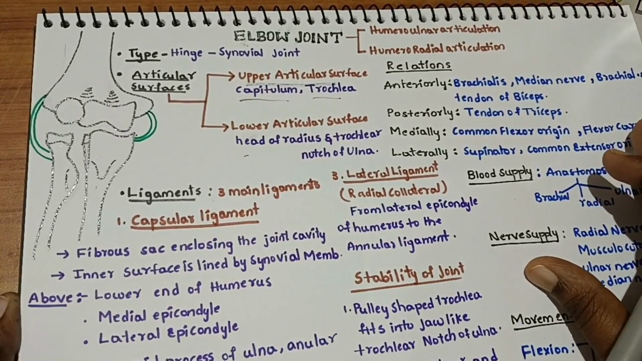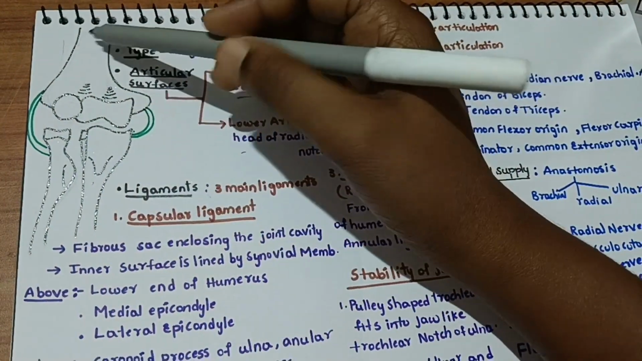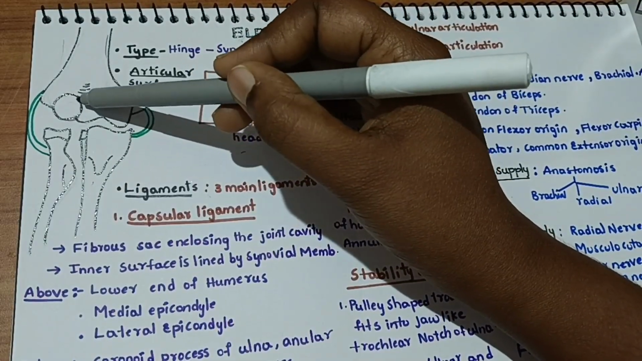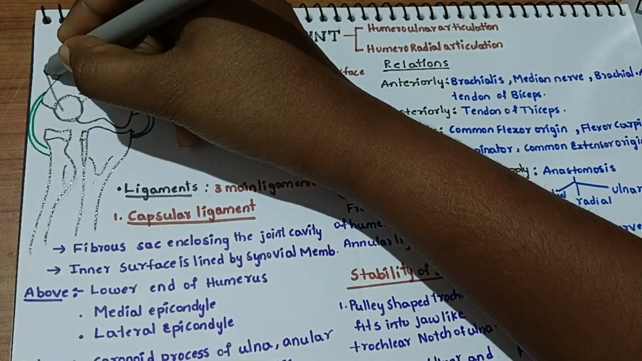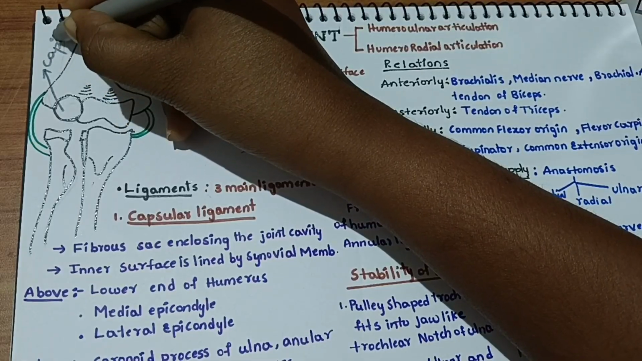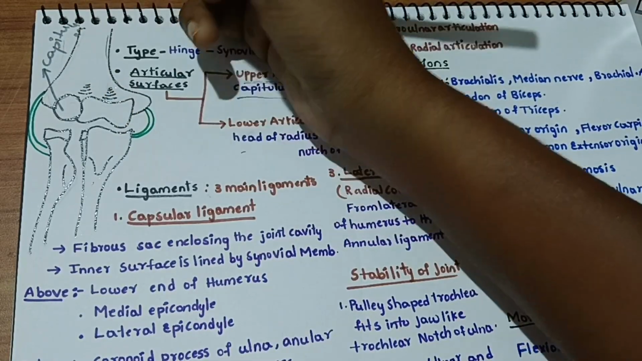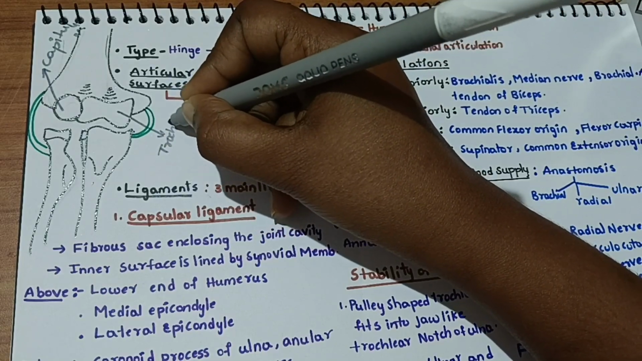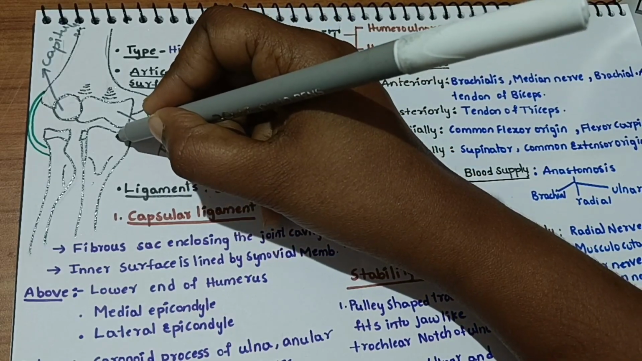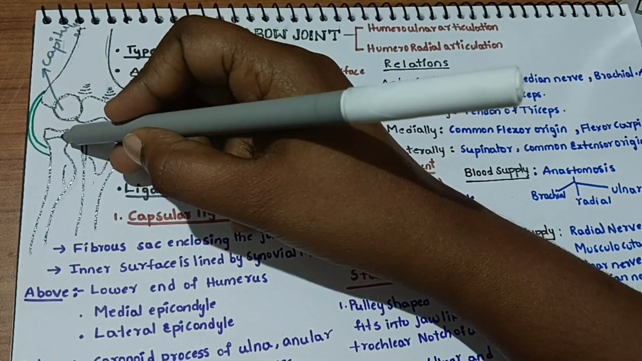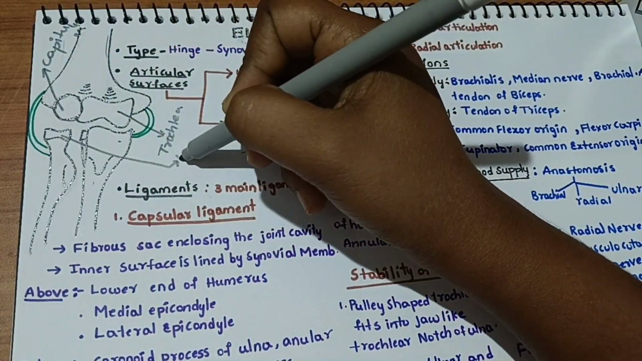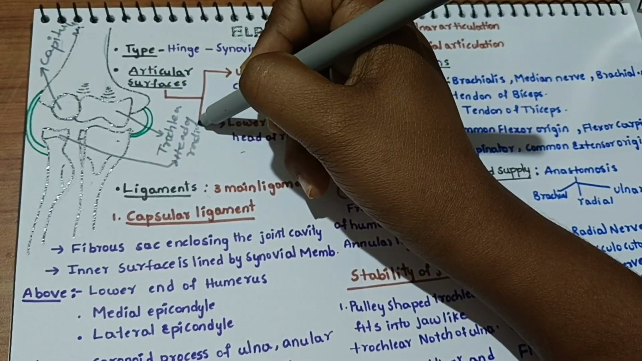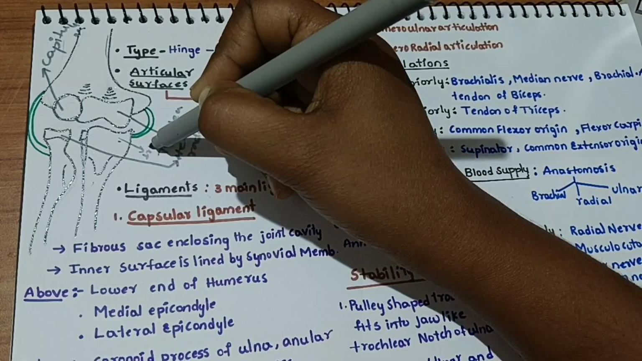Now, let's see in the diagram. This is the elbow joint. This is the lower end of the humerus. This is the capitulum. This is the trochlea. And this is the head of radius. Here we have the trochlear notch.